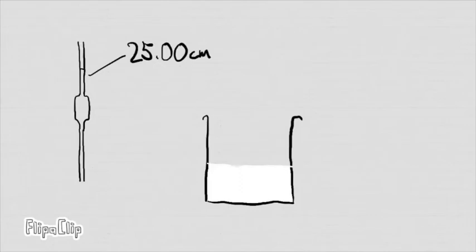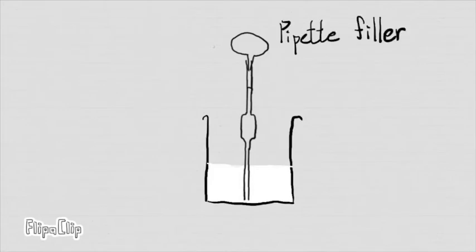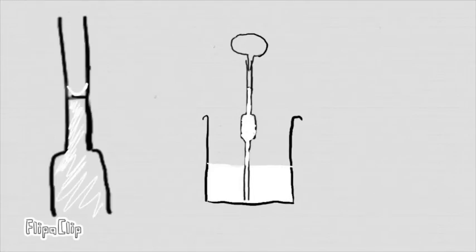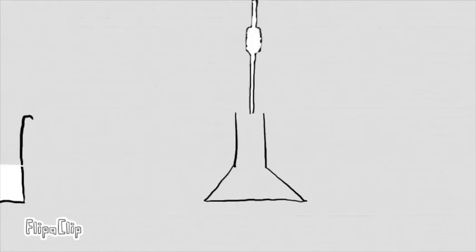To prepare for titration, we need to first fill the 25 cm³ pipette using a pipette filler with sodium hydroxide solution until the meniscus reaches the graduation mark. Then, transfer the 25 cm³ sodium hydroxide to a conical flask.